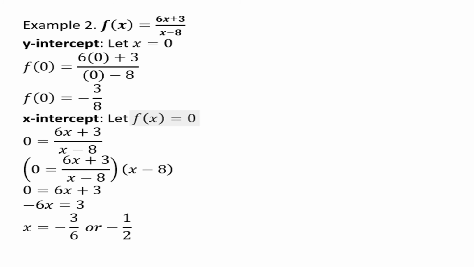f of x equals 6x plus 3 all over x minus 8. And solve for the y-intercept by letting x equals 0. So all x variables, we make it 0. So 6 times 0 plus 3, that is 0 plus 3 is 3, and 0 minus 8, that is negative 8. So we have our y-intercept, which is 0. So if x is 0 and the value of y is negative 3.